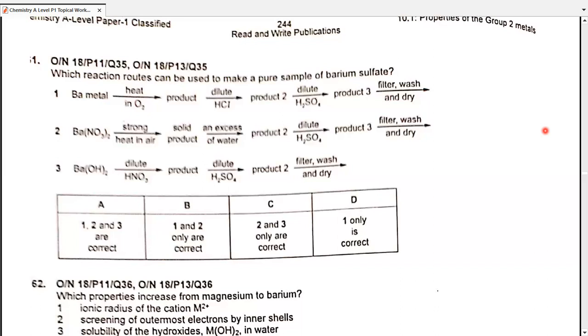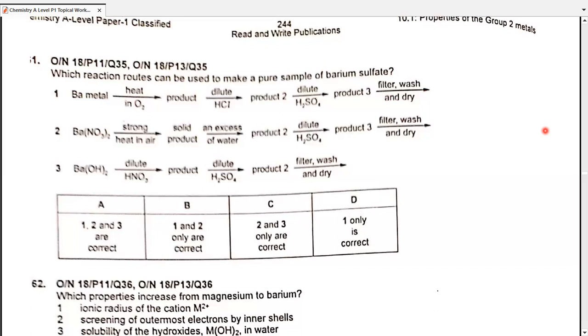Sir, what's with this dilute? Because I don't get it. Sorry, what do you not get? I don't get why dilute is written. Because concentrated might give you a different product.